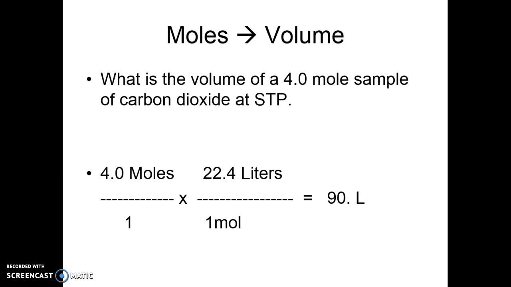As you can see in the setup here, you start with what you're given in the question, as we always do, 4 moles over 1. And then we use the conversion factor between moles and volume at STP, which is 22.4 liters for every 1 mole. What would happen here is that the moles would cancel and you end up with liters. In this case, 90. liters with a decimal point, because you have 2 significant figures since your original measurement had 2 significant figures as well.